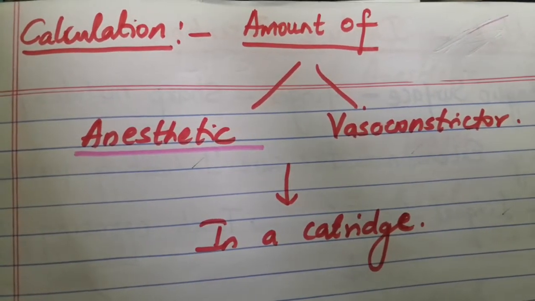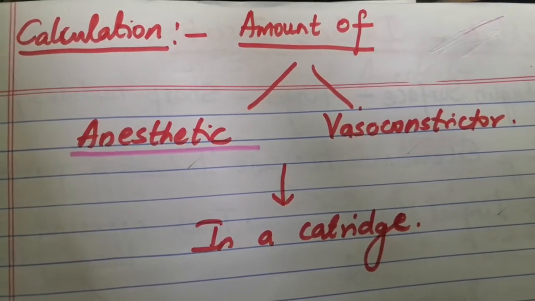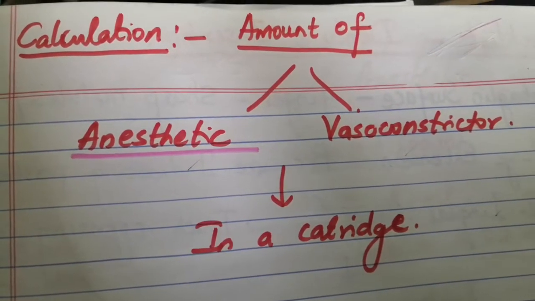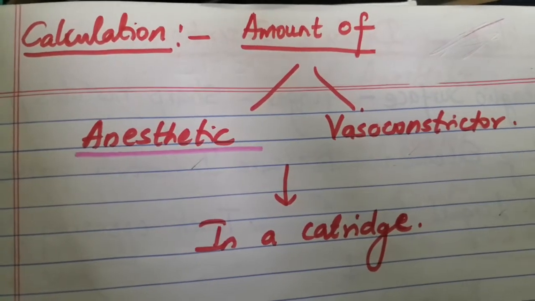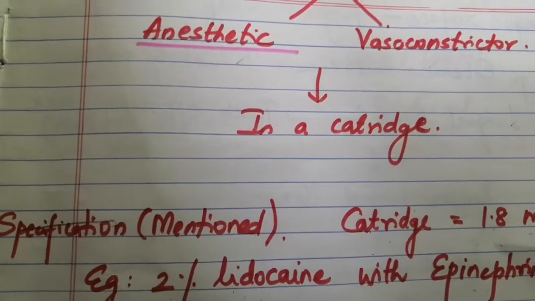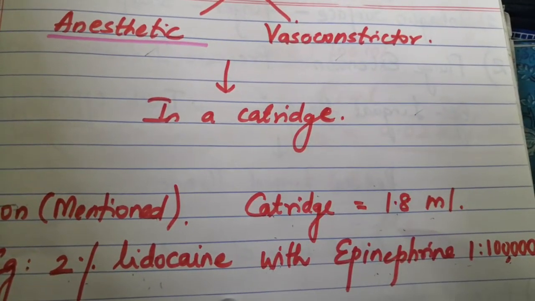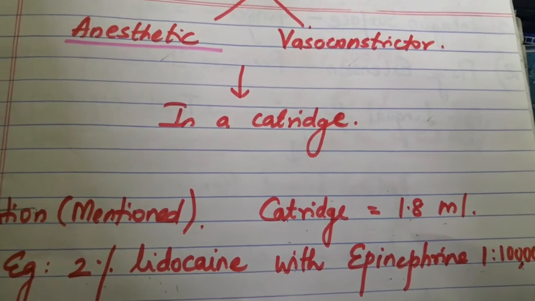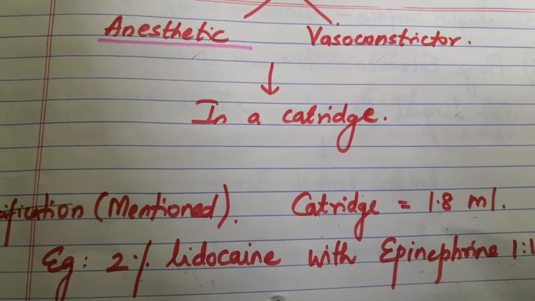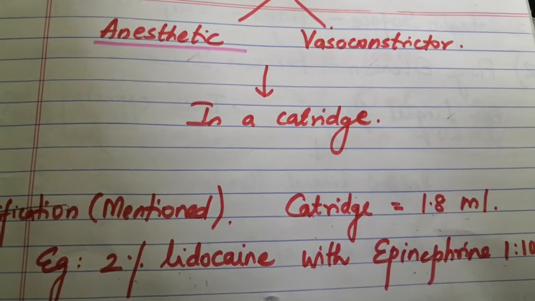In this video we are going to see how to calculate the amount of anesthetic agent and the amount of vasoconstrictor present in a single cartridge. Let's consider 2% lidocaine with epinephrine at a concentration of 1:1 lakh. We all know our cartridge contains 1.8 ml of solution.